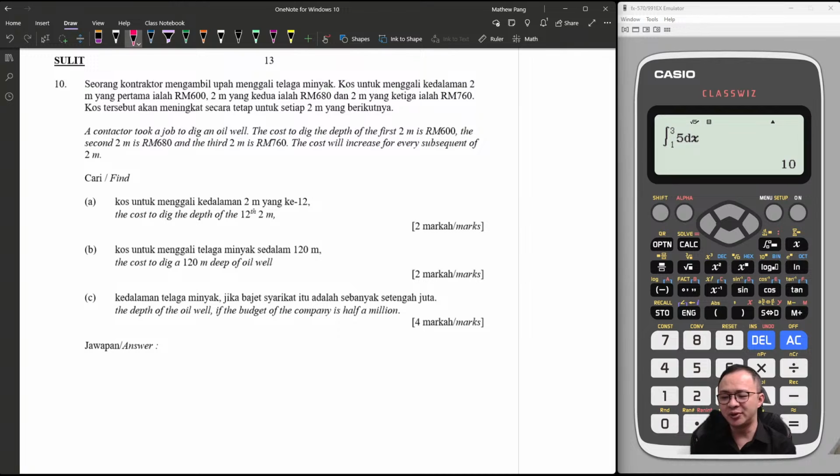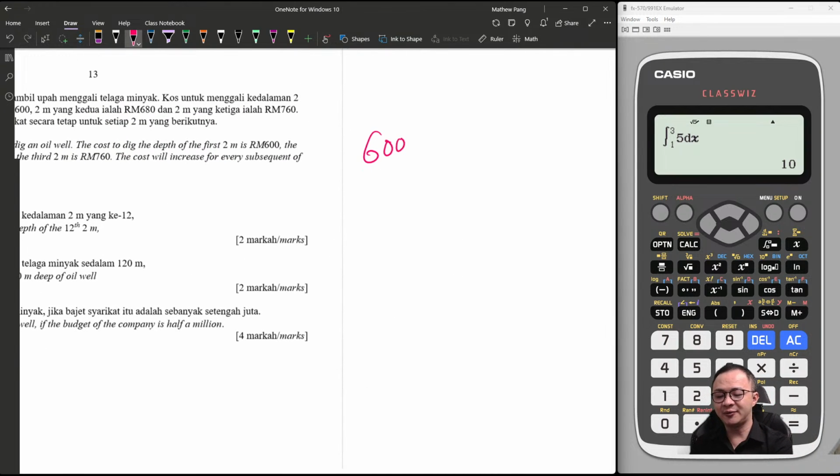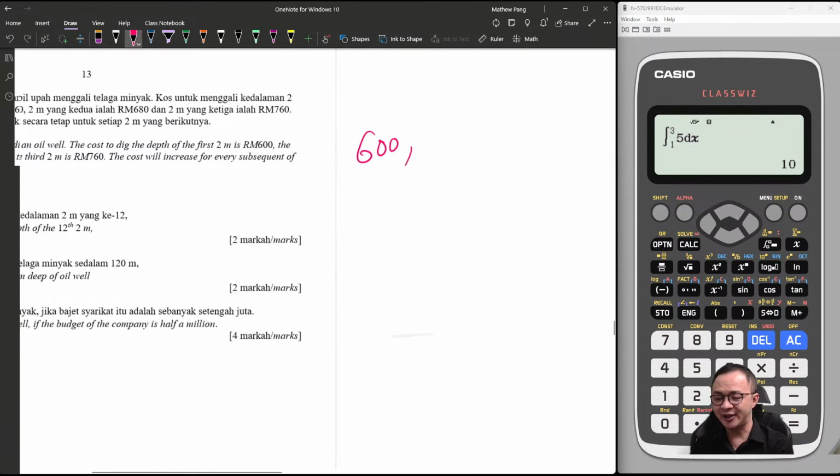A contractor took a job to dig an oil well. The cost to dig the first 2 meters of depth is 600. The second 2 meters is 680. The third 2 meters is 720, and so on. So the cost increases for every subsequent 2 meters. Quite easy to understand. So 600 for the first one, then you add how much? 80, right? 680. Then you continue adding.